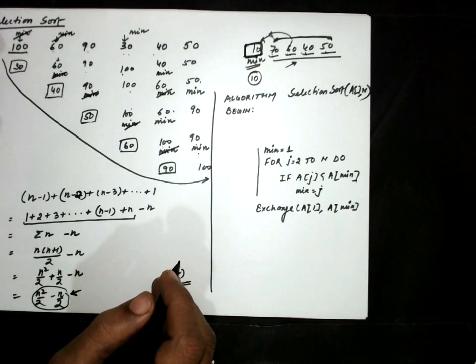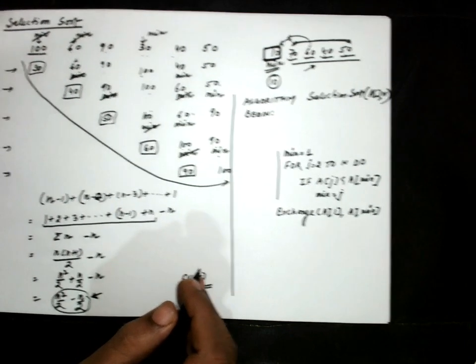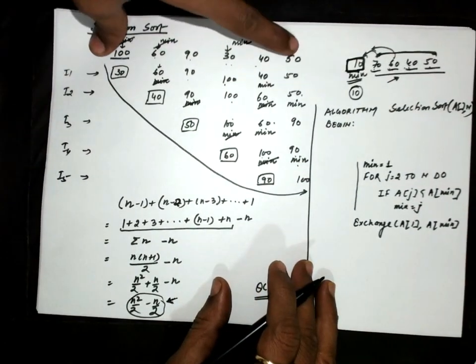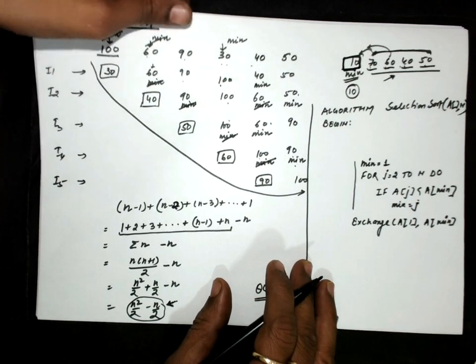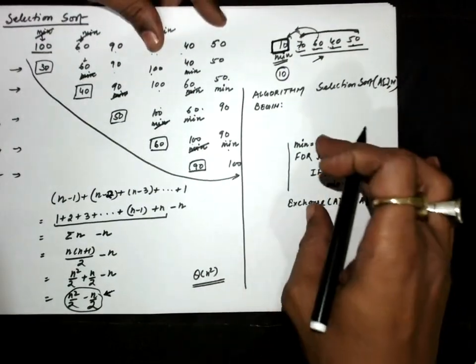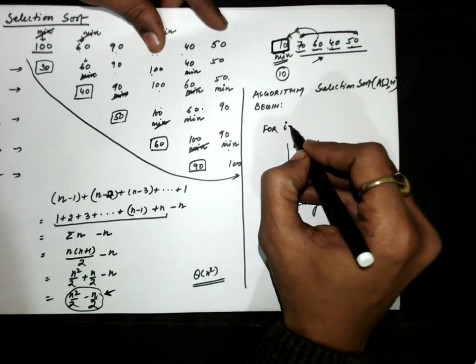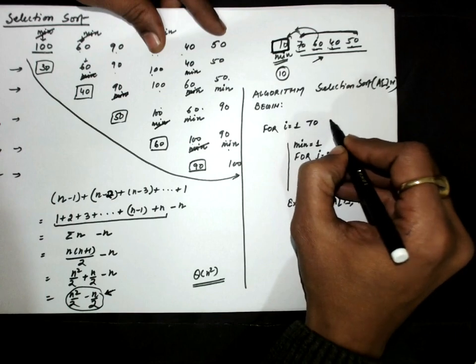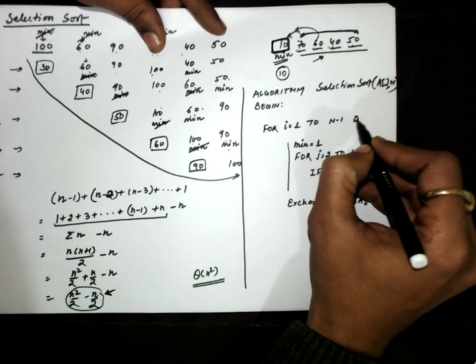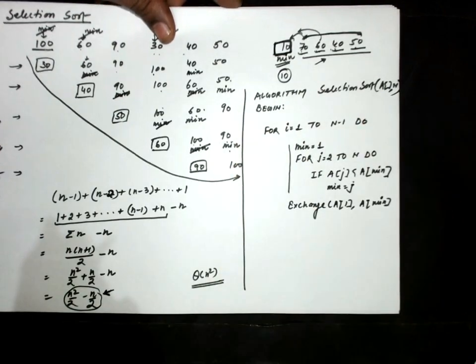We have already seen that there will be n-1 iterations. There were 6 elements and we performed 5 iterations. If I have n elements, I will perform n-1 iterations. So this entire thing will be enclosed in a loop which shows the number of iterations. So for i equals 1 to n-1. The entire thing will be enclosed in this outer loop.